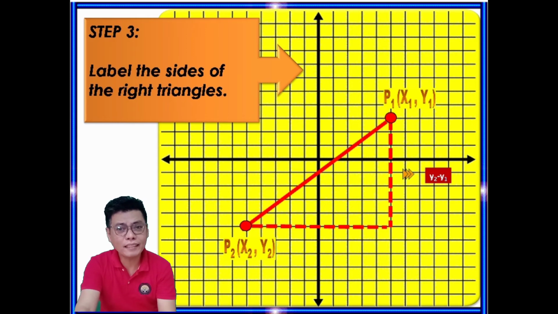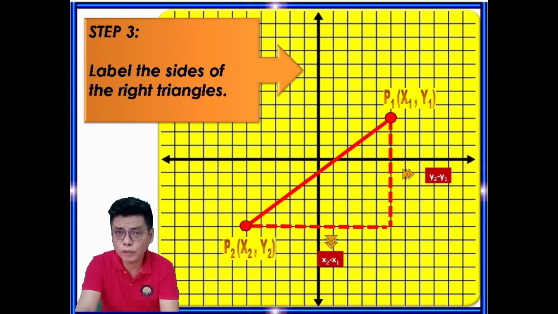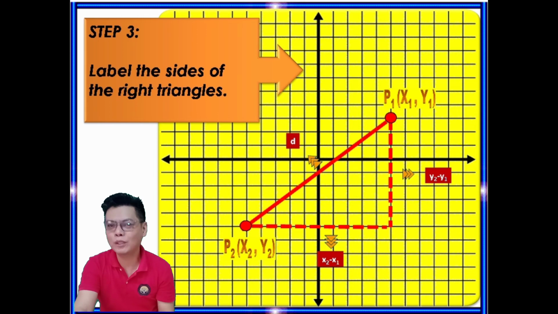The vertical leg of the triangle shows the difference in y. So let us denote that leg as y sub 2 minus y sub 1. While the horizontal leg of the right triangle shows the change in x. Let us denote that leg as x sub 2 minus x sub 1. And finally, let us denote the hypotenuse of the triangle as d, which signifies the distance between 2 points.